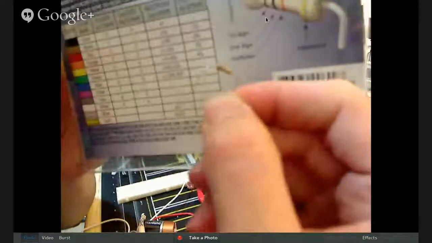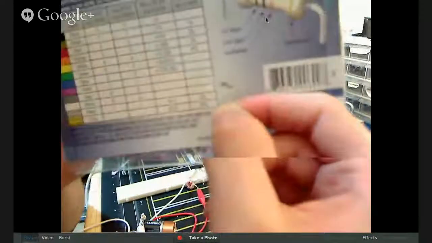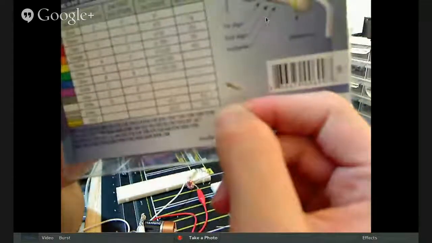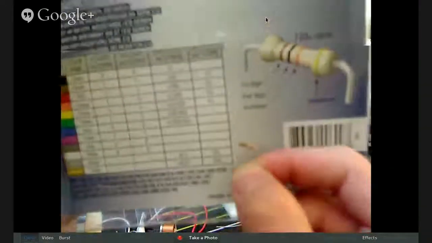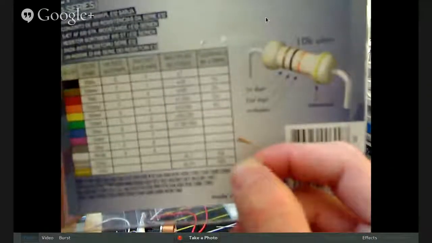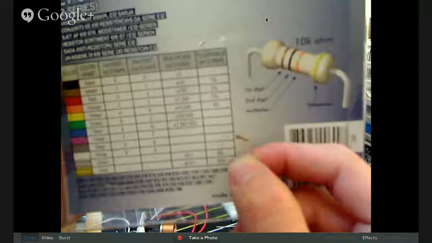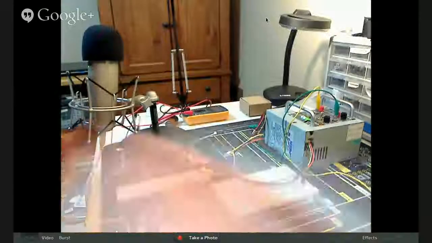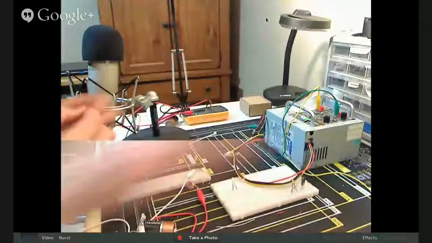And so I've got that on my resistor here. Probably impossible to see. This camera's focus is horrible. Come on, camera, focus. It's not going to focus. Oh well, just believe me that this is a brown, black, brown resistor.